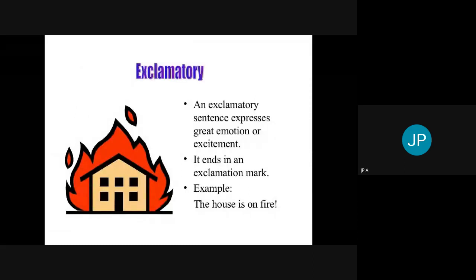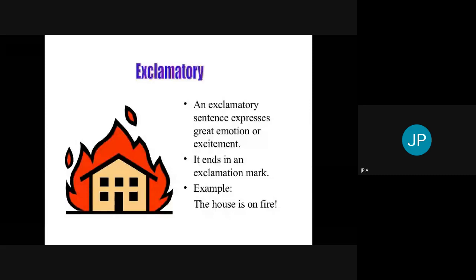The third type of sentences are exclamatory sentences, which express sudden feelings, great emotion or excitement. And how do you identify such sentences? Not only by the word structure but also by the exclamatory mark which is put at the end of the sentence.